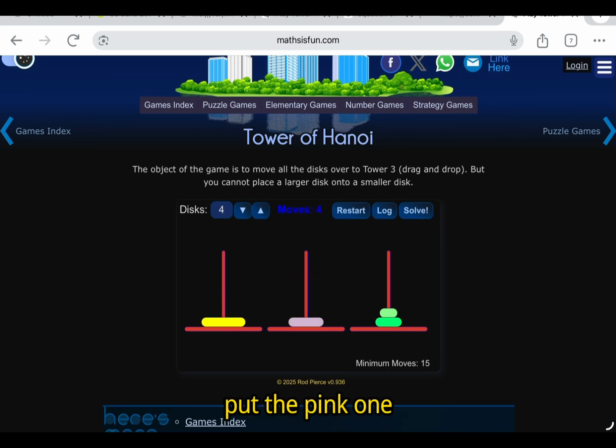Then we can put the pink one into the middle tower. Now, since we need to put the green disk in the middle, the smallest disk needs to be put on the left. So we can put the green disk in the middle. Then we can put the smallest in the middle. Now all the disks other than the largest, the yellow disk, are in the middle in the correct order. Then we can put the largest disk on the right tower, which finishes this puzzle. This is kind of a sorting algorithm in computer science.